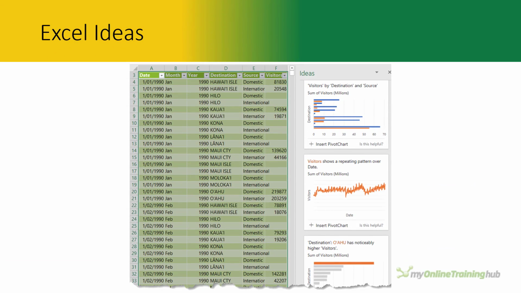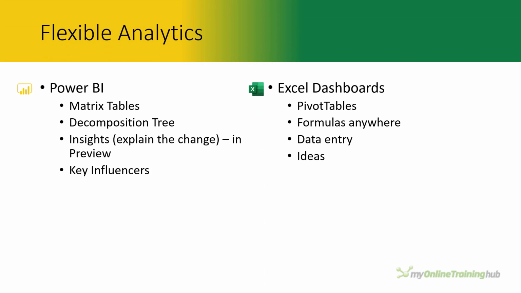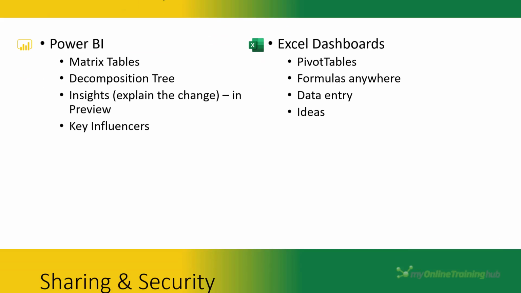Excel also has some AI-powered tools, including Ideas, which analyzes and provides high-level visual summaries that identify ranks, trends, and patterns, as well as outliers. You can also use natural language to ask Excel questions of your data, just like you can in Power BI. So you can see that Power BI has some amazing tools, but Excel offers unparalleled flexibility.